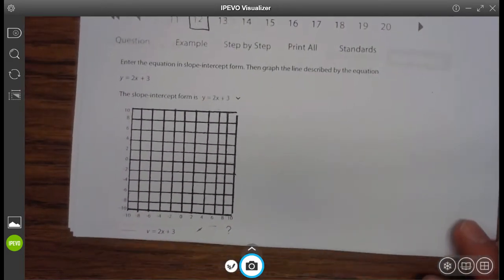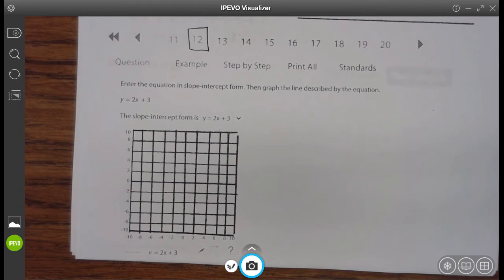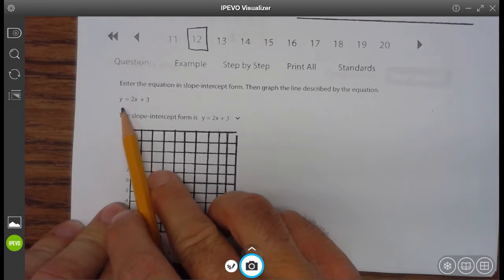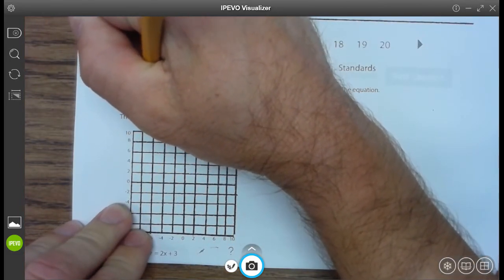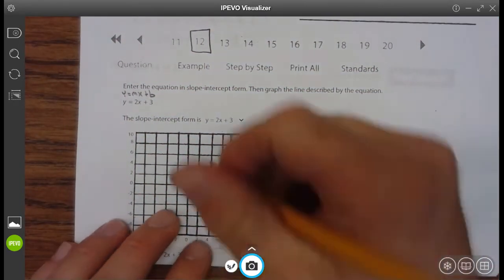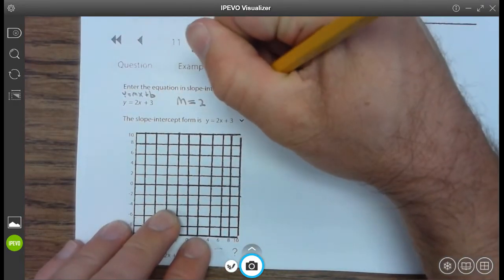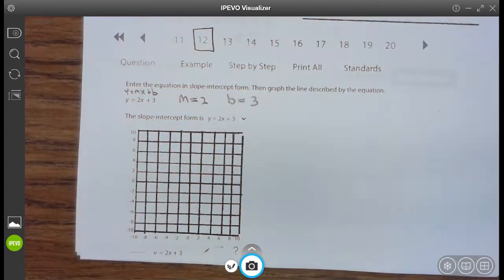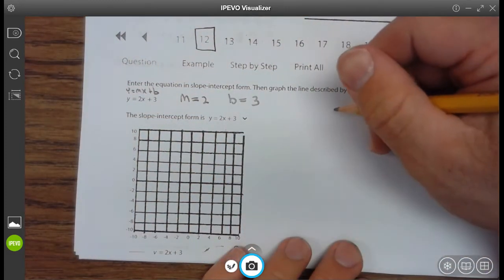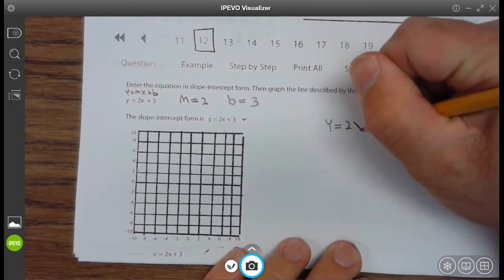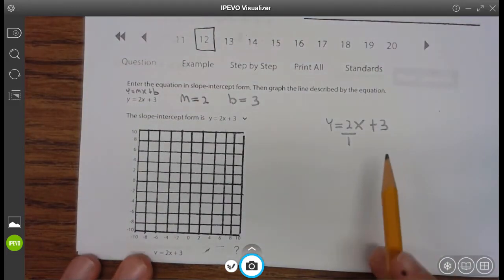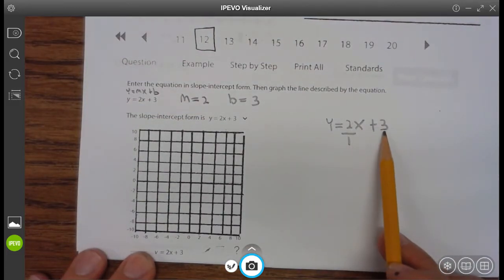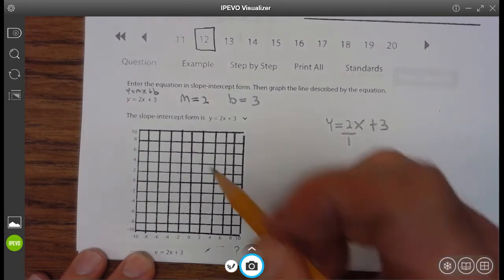All right, let's take a look at example 12. Enter the equation in slope-intercept form, then graph the line describing the equation. This is slope-intercept form because it's y equals mx plus b, where m equals 2 and b equals 3. So we have y equals 2x plus 3. I'm going to divide that by 1, because that's our slope and it needs to be a fraction. The 3 is the y-intercept. We're going to start at 3.